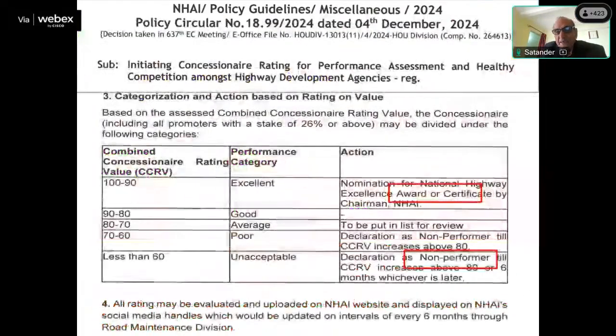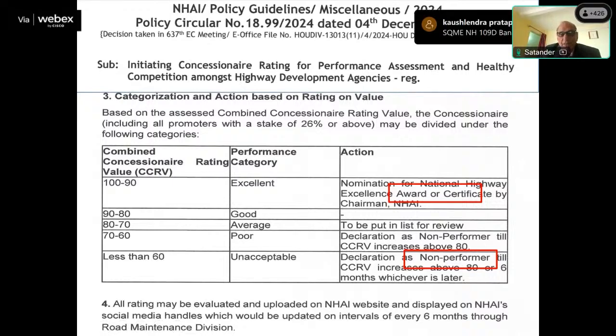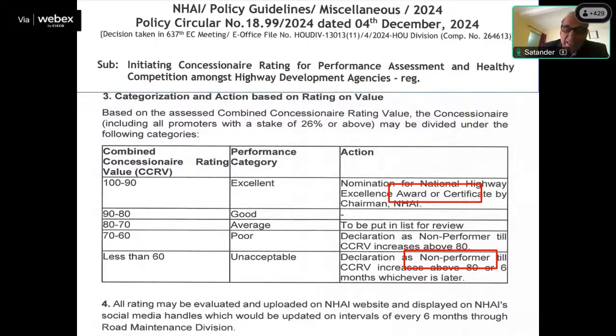This is the new circular which came recently on 4th December. I think it is the NHAI policy, just a few days back I was going through it. What is written here? If you are getting an excellent good quality road, meaning roughness index 1800, you will be awarded. If your roughness index is 2500, it is unacceptable. The contractor will be called a non-performer. The consultant will also have to justify why he is not doing this. So he has to visit the site also. He has to advise him, not that he should be a master on it, like this is wrong, this is wrong. How it is to be corrected, that is the duty of the consultant also.